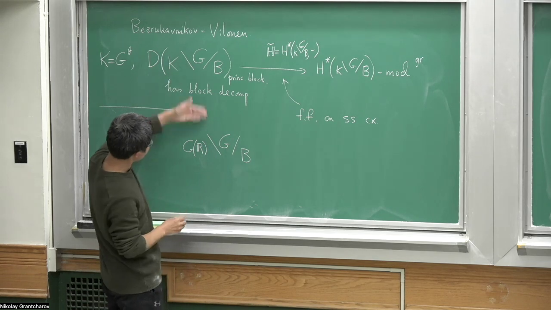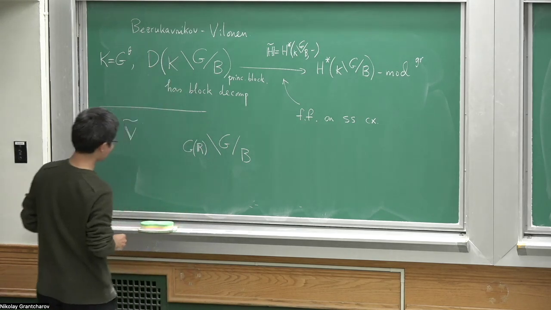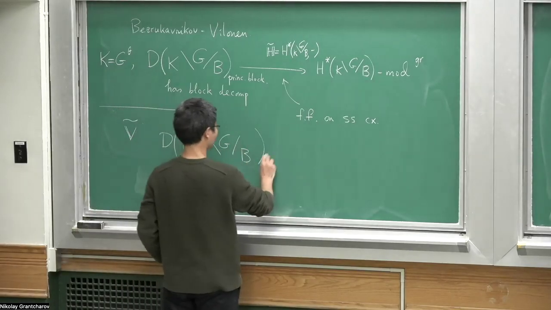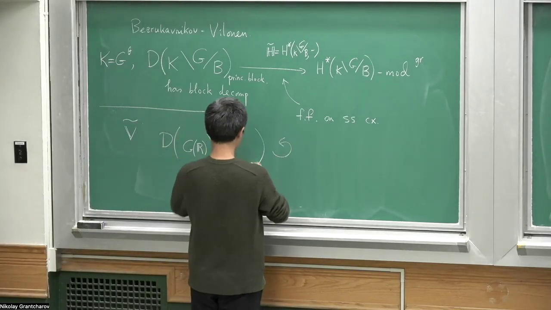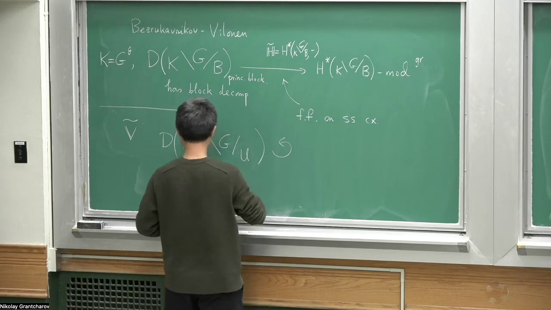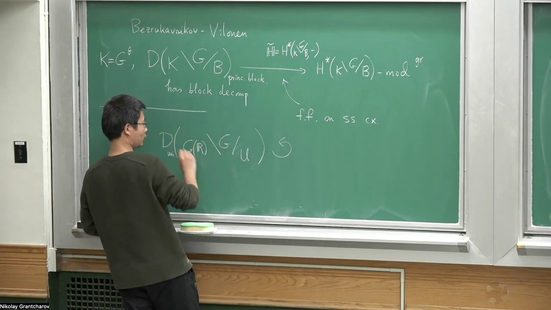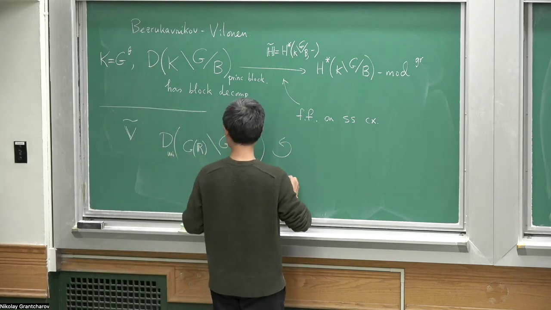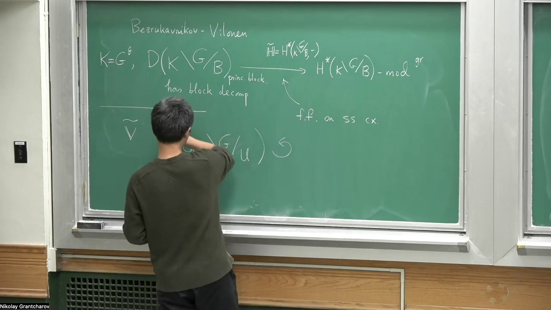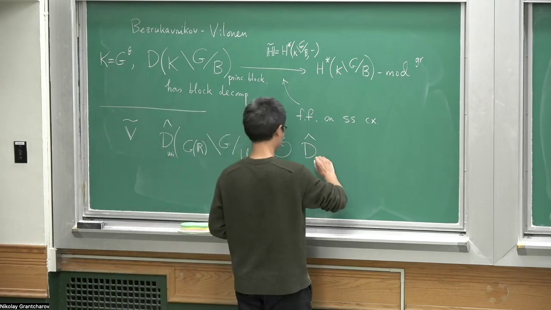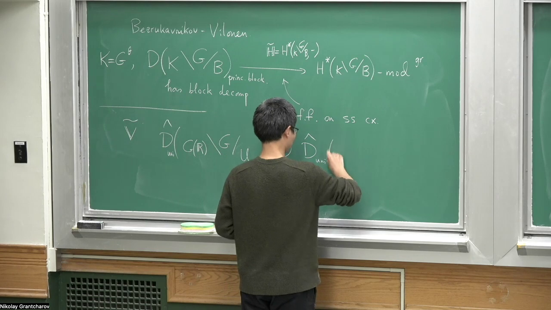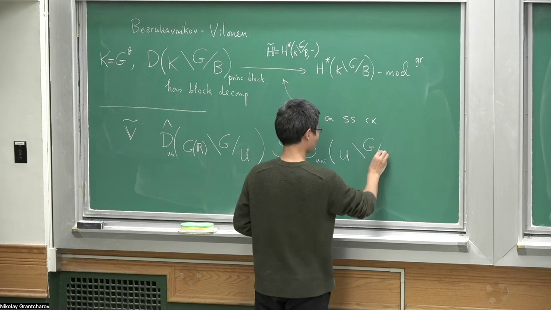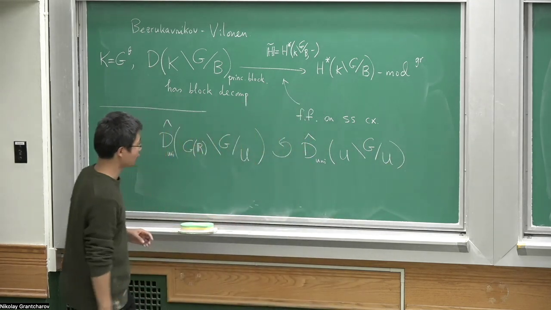So both this and this are modules under the Hecke algebra. So let's consider here the unipotent monodromic, or the torus action on the right. So this will be a module for this completed Hecke category.